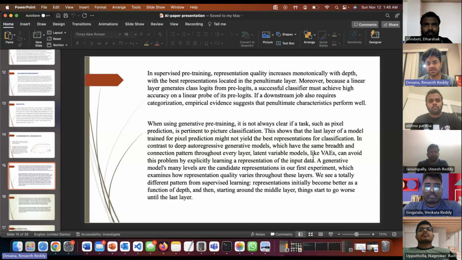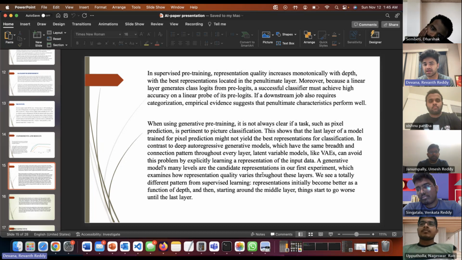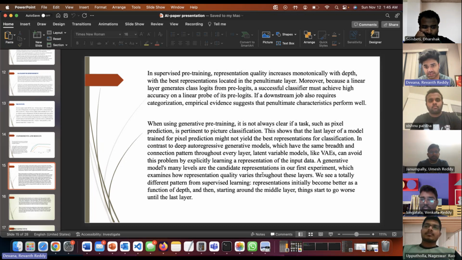When using generative pre-training, it is not always clear if a task such as next pixel prediction is relevant to image classification. This shows that the last layer of a model trained for next pixel prediction might not yield the best representation for classification, in contrast to a deep auto-regressive generative model, which has the same breadth and connection pattern throughout every layer. Latent variable models like VAEs can avoid this problem by explicitly learning a representation of the input data.